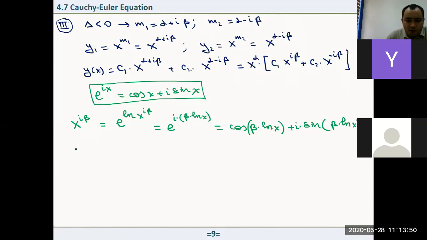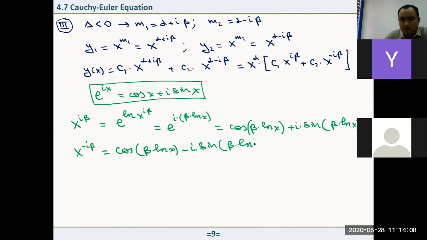Okay. So in a similar way, x to the power minus i beta, right? In the similar way, I can just write it as cosine of beta natural logarithm of x minus i times sine of beta natural logarithm of x.